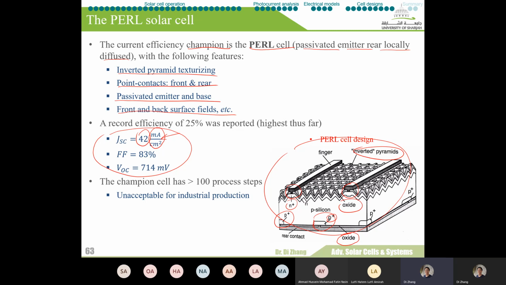You can check papers working on solar cells. Most of the time, they prefer to use this unit. So you need to have an idea, under this unit, what is the typical value we can expect from a solar cell. So 40 plus milliamp per centimeter squared is a very good value.